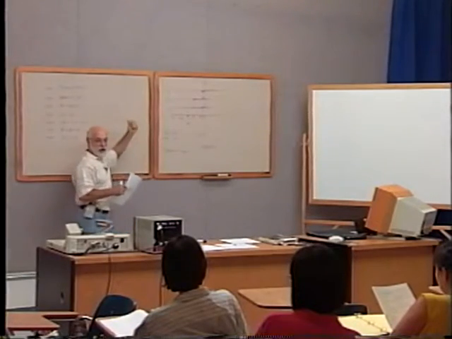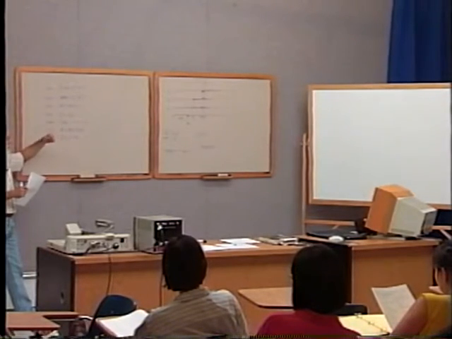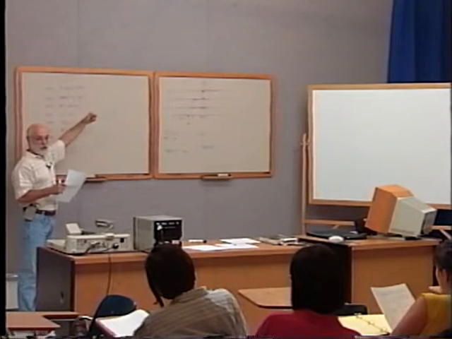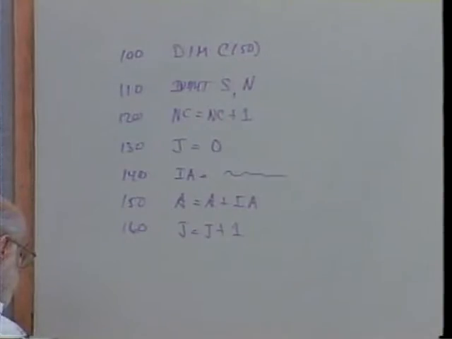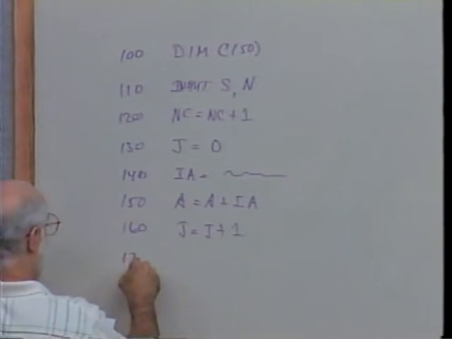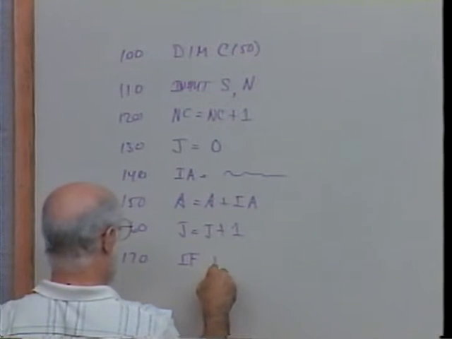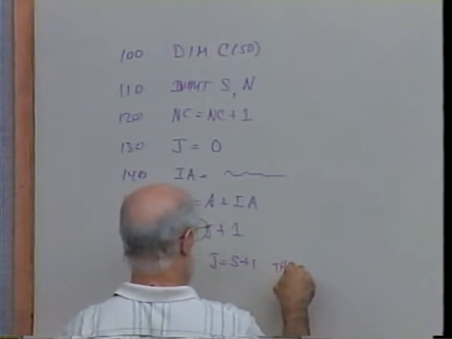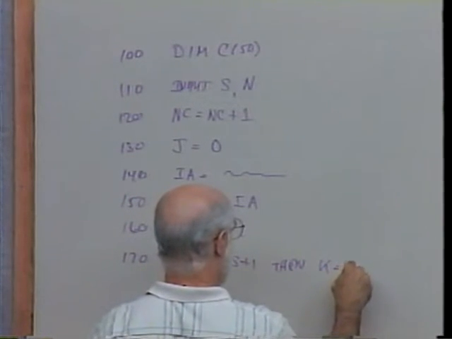What this is saying is I am now going to look at trunk number 1. The call has arrived, and I want to find the trunk to put it on. So I'm going to look at trunk number 1. If it's available, I'll put it there. If it's not available, I'll look at trunk number 2, and then trunk number 3, and so on. Now, statement number 170. If the value of j is equal to s plus 1, then I want to set k equal to k plus 1.